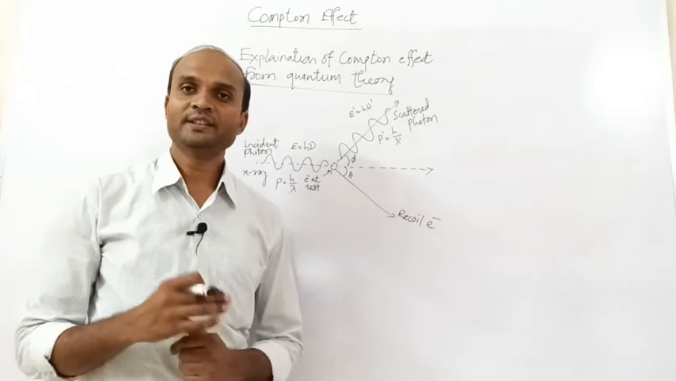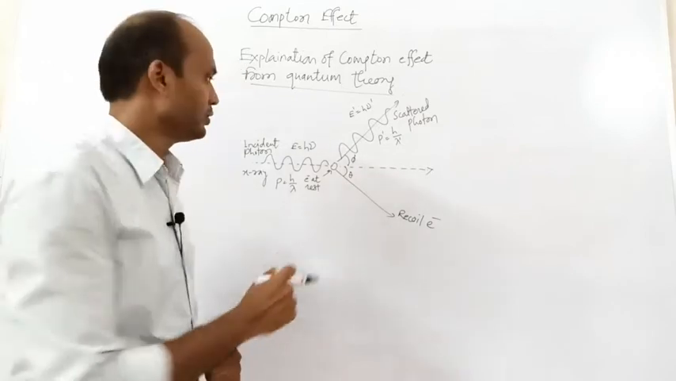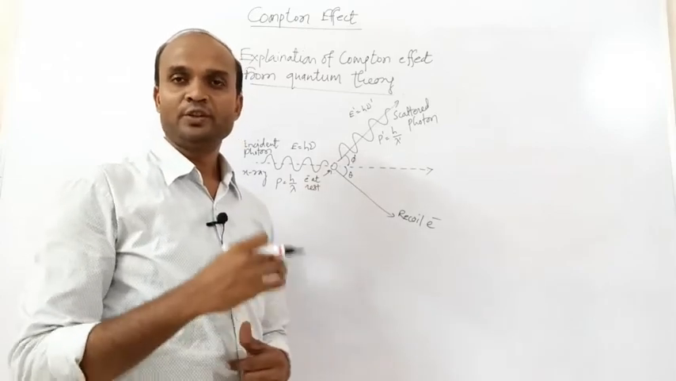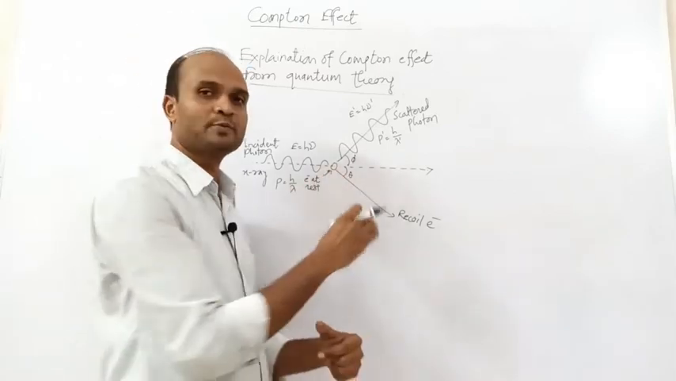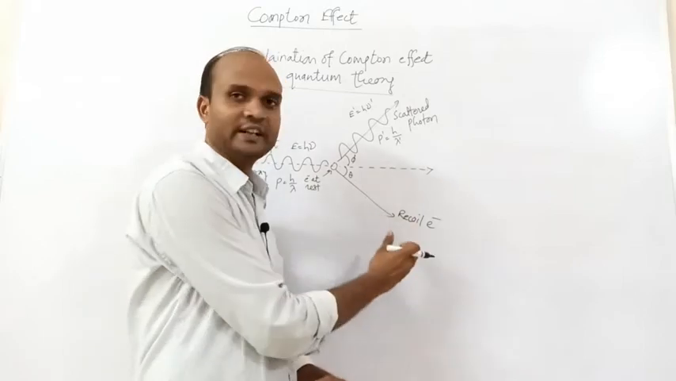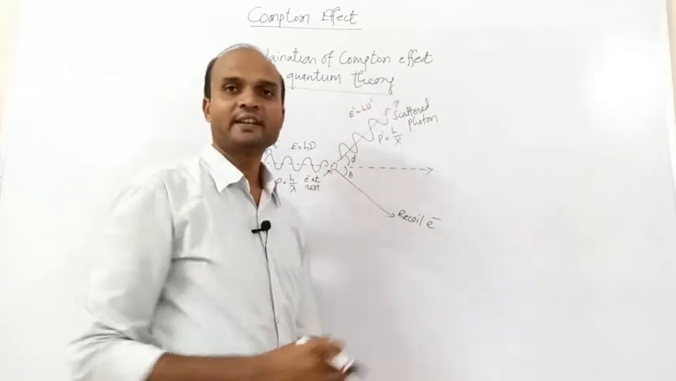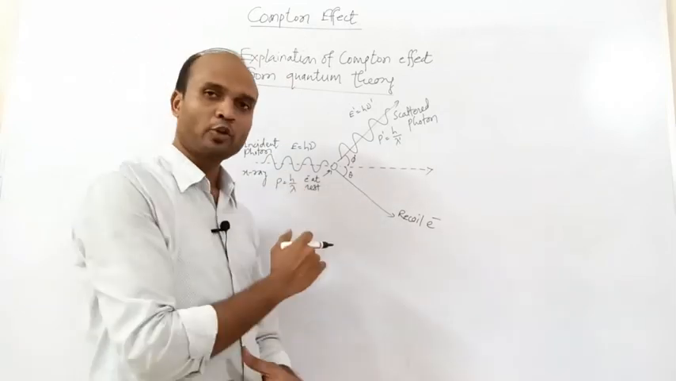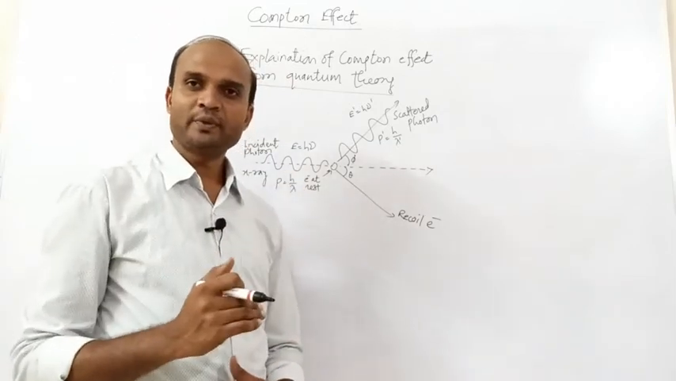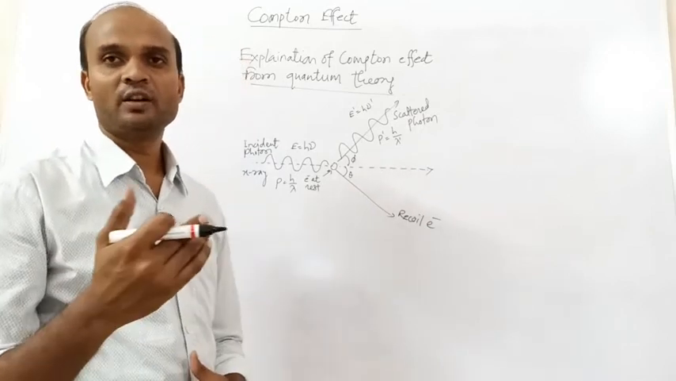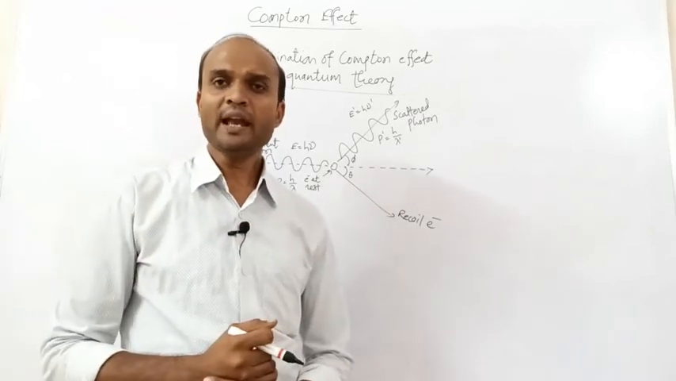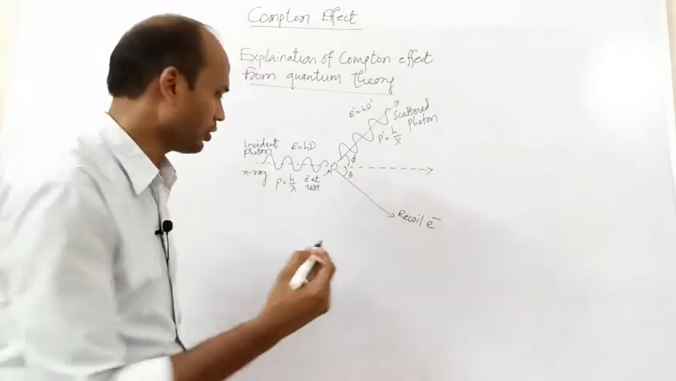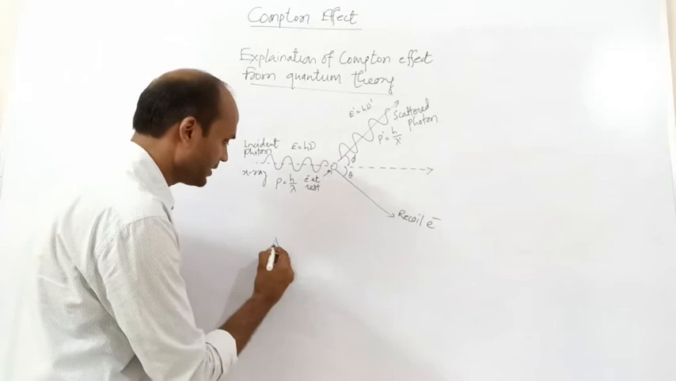of the incident X-rays. Here he suggested that there is an elastic collision. During that collision, some energy is transferred to the electron. The electron will recoil and the photon will get scattered, and that's why the scattered photon has less energy than the incident photon. Less energy means less frequency, and less frequency means longer wavelength. And he derived the formula or expression for the Compton shift.